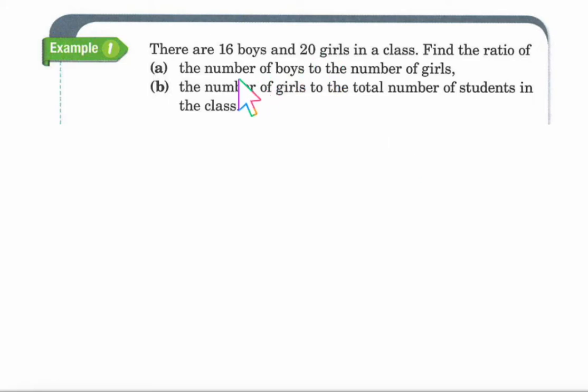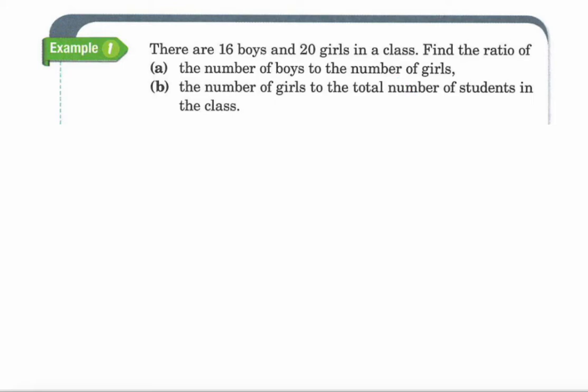In this example, there are 16 boys and 20 girls in a class. Find the ratio of A, the number of boys to the number of girls, and B, the number of girls to the number of students in the class. Okay, so in this example, there are 16 people who identify as boys and 20 who identify as girls, and we want to find the ratio, their relationship to each other.